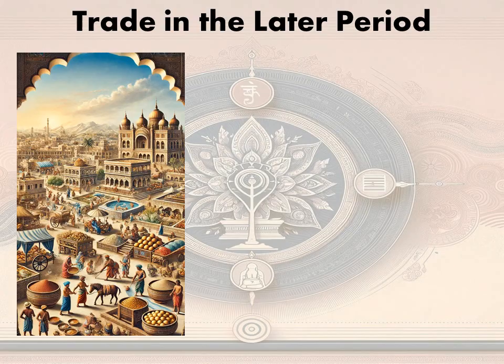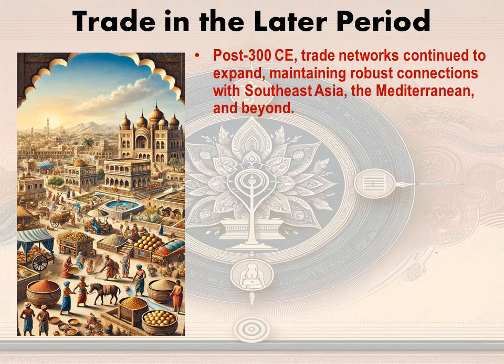Trade in the later period. What kind of trading activities used to happen after 300 CE? Post 300 CE, trade networks continued to expand, maintaining robust connections with Southeast Asia and the Mediterranean and beyond. So, after 300 CE, trade did not decrease. There was an expansion in the trading networks with more robust connections in foreign trade.